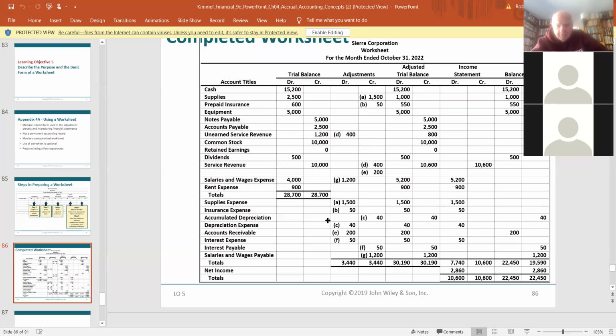Let's look at the accrual for the salaries. We had those hours that you worked at the end of the month. So we're going to debit salaries and wages expense 1,200. They had already recorded 4,000 in salaries for the prior weeks. So that gives you a new balance of 5,200. And here is our credit to accrued salaries and wages payable.